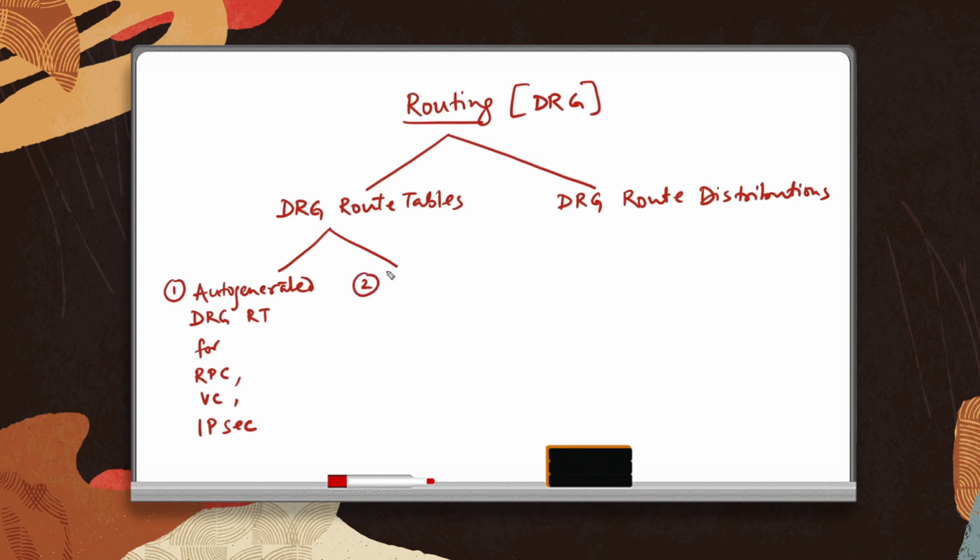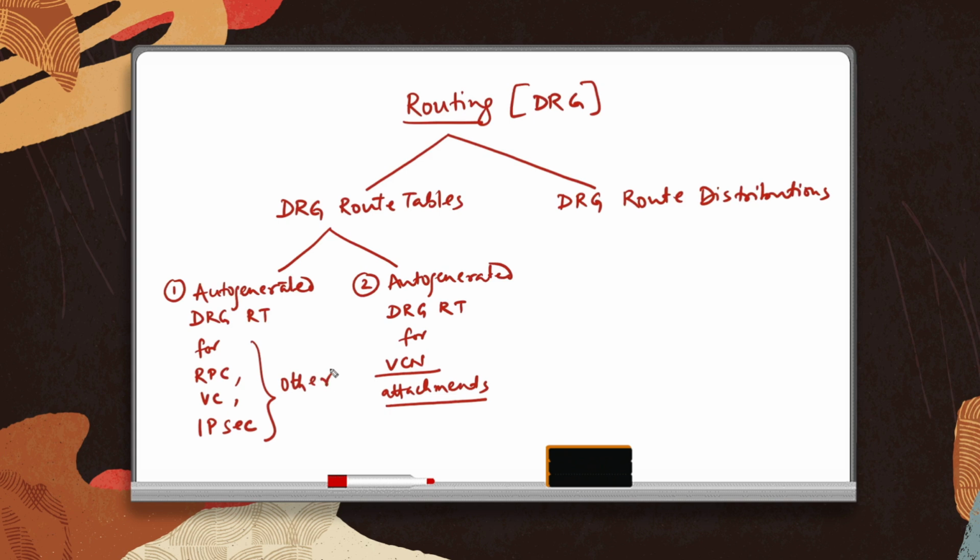The second one is auto-generated DRG route table for VCN attachments. So there are two route tables. One is for VCN attachments and the other one is for all other attachments.